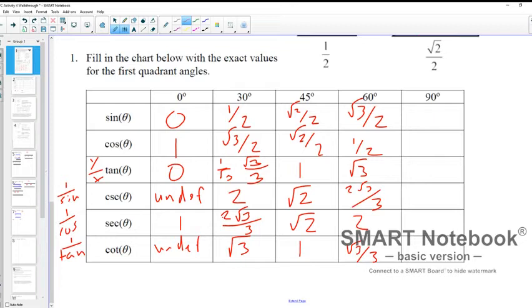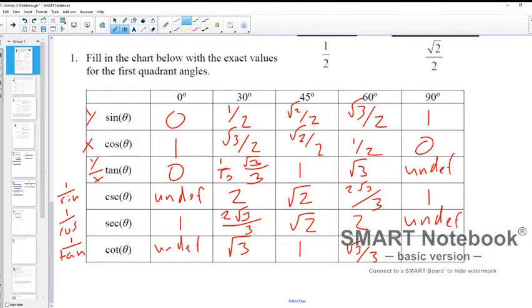And then 90, so we're back up to our unit circle idea at 90. So the sine at 90, the y value, remember that's our y, that's our x. The y value at 90 is going to be a 1. The x value is going to be 0. 1 over 0 is undefined. And then 1 over 1 is going to be 1. 1 over the cosine when I get to secant is going to be undefined.